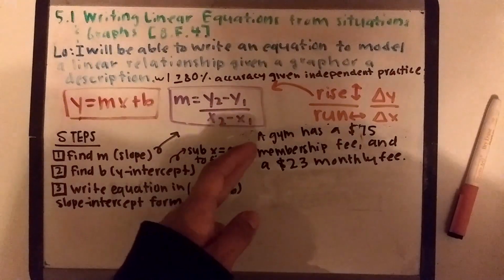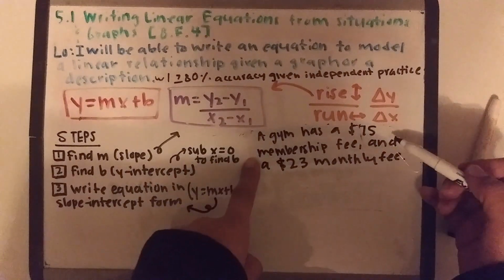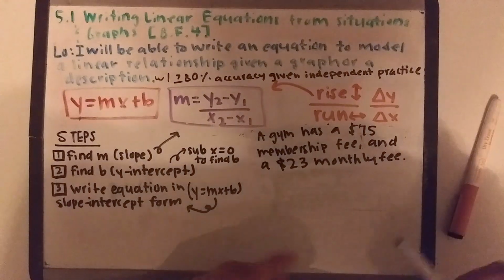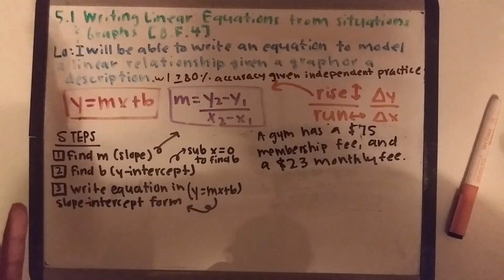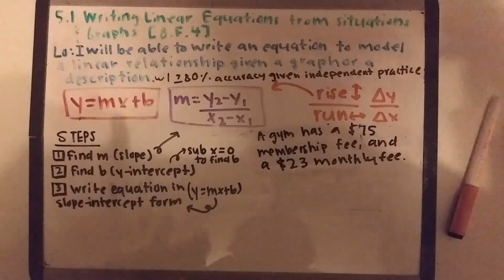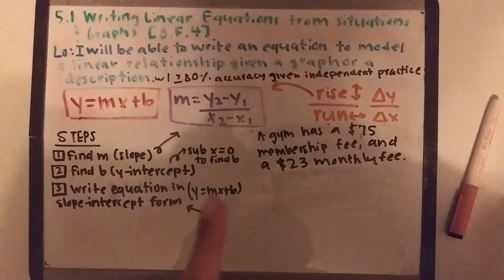Okay, so go ahead and write an equation for this situation. A gym has a $75 membership fee and a $23 monthly fee. So go ahead and think about this. What's the initial value? If you want to be a member of that gym, how much do you have to pay up front, right? And then for your constant, how much are you going to pay every month? So go ahead and write in this form.